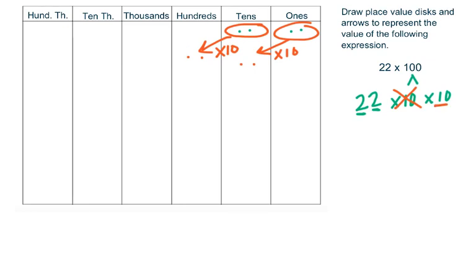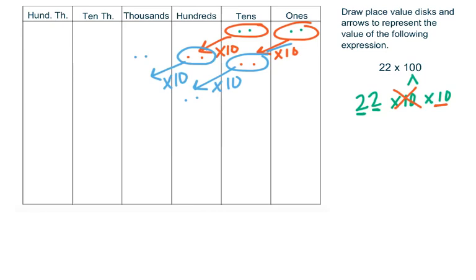So now I'm going to bundle once more, times 10, times 10, and I should end up with 2 in the thousands place and 2 in the hundreds place.